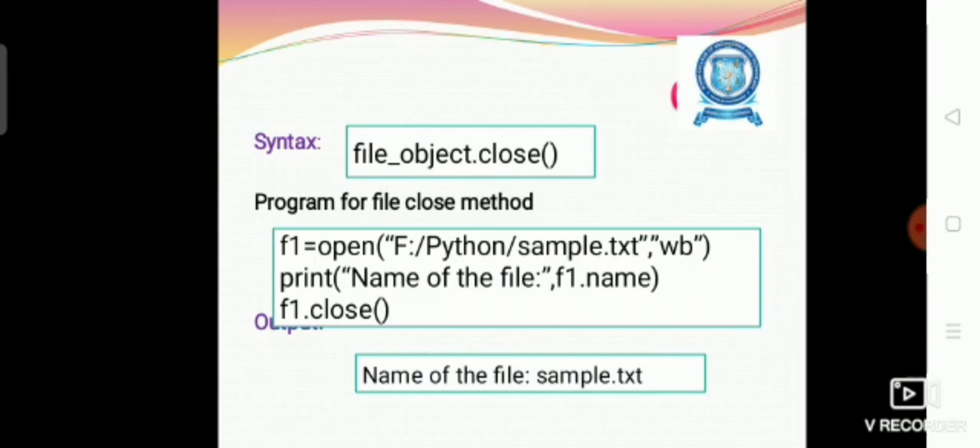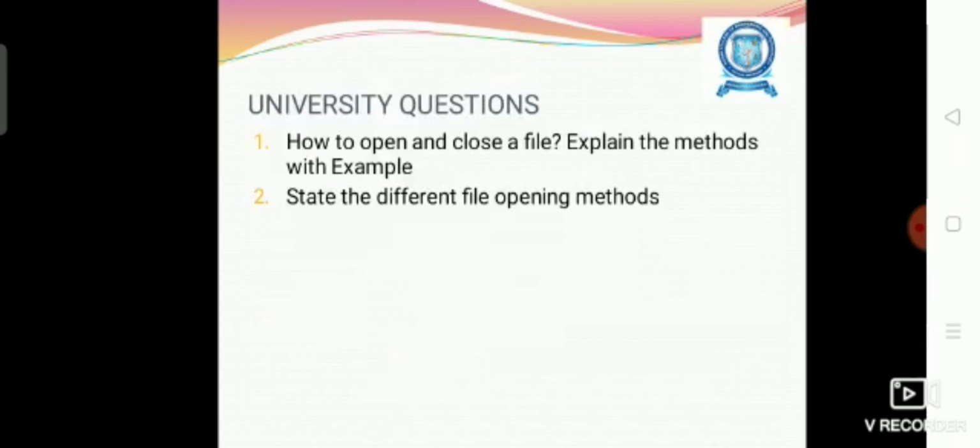So actually f1 is that particular file, isn't it? The name of the file will be retrieved and printed by this print statement. And finally we are closing the file by f1 dot close. The f1 dot close statement will close the file from the program. So by this small code we will get the output from the print statement, that is the name of the file.